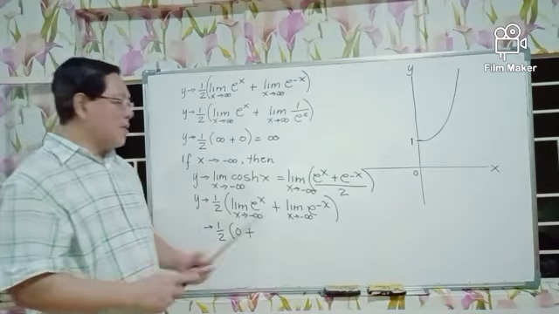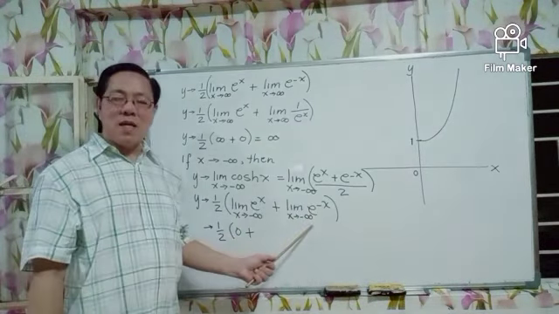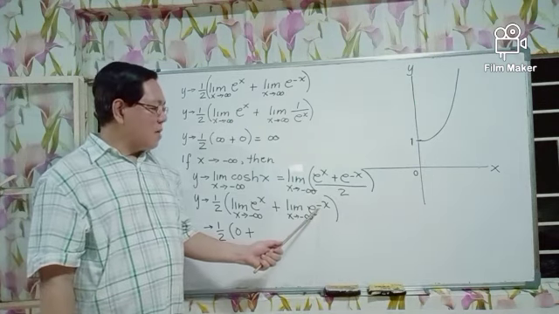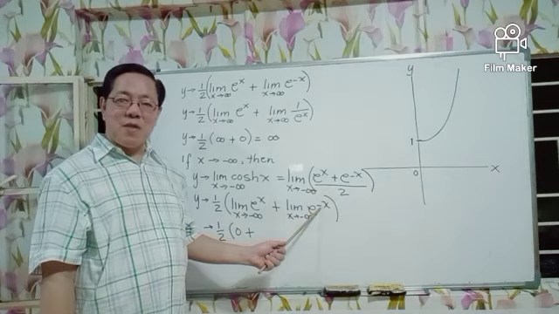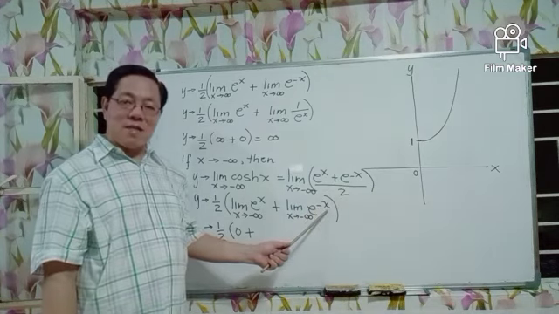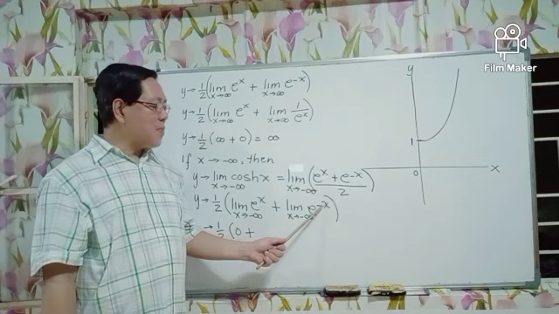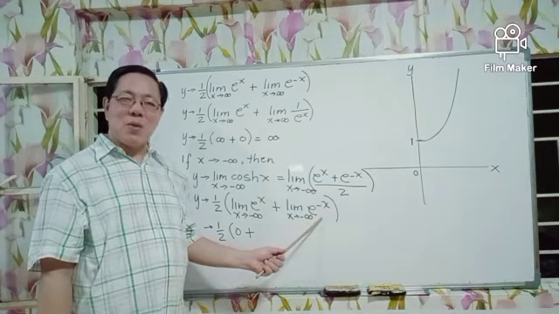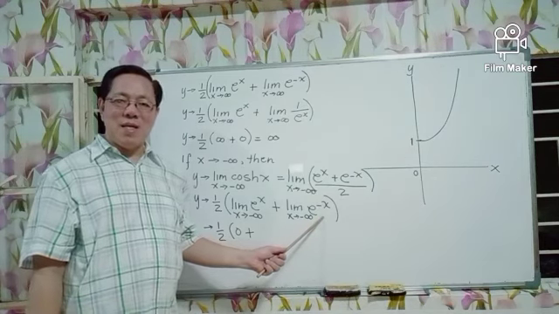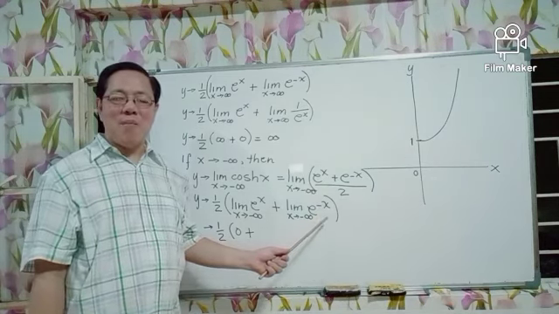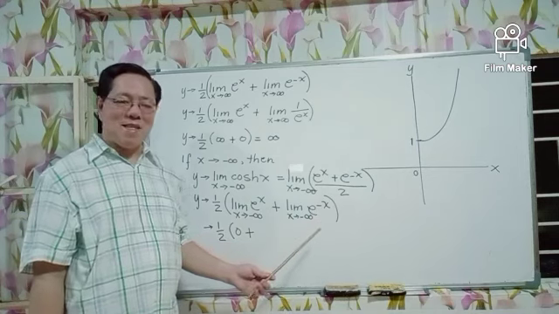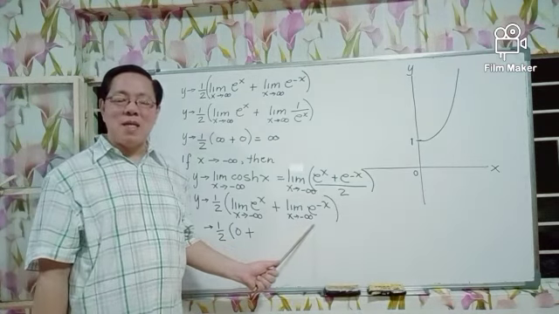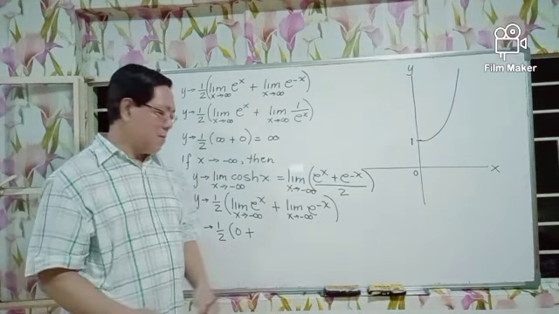And here, the limit of e to the minus x as x approaches negative infinity is positive infinity, because we have a negative coefficient of x, and x is negative. Negative times negative is positive, so the exponent of e would be positive. And e raised to a very, very large real number is a very, very large real number denoted by positive infinity. Thus, the limit of e to the minus x as x approaches negative infinity is positive infinity.